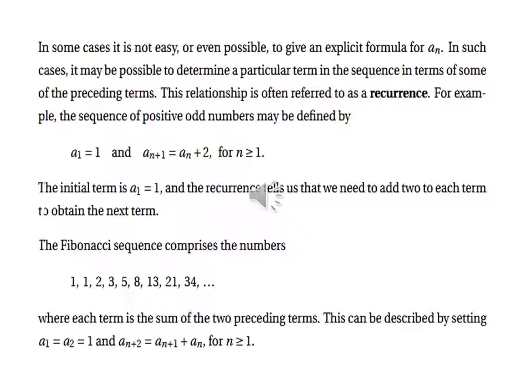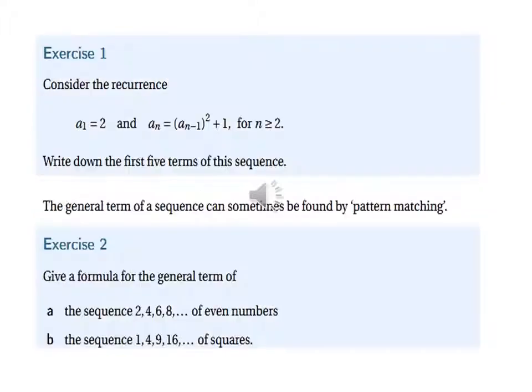The Fibonacci sequence comprises the numbers 1, 1, 2, 3, 5, 8, 13, 21, 34, where each term is the sum of the two preceding terms. This can be described by setting a sub 1 equals a sub 2 equals 1 and a sub n plus 2 equals a sub n plus 1 plus a sub n for n greater than or equal to 1. This is all related to the general or the nth term or the general form of the sequence.